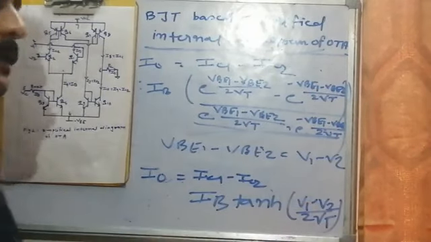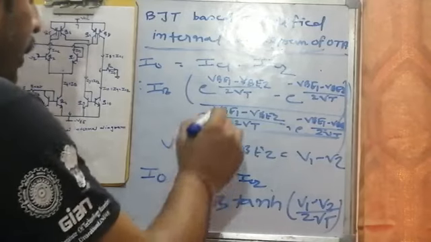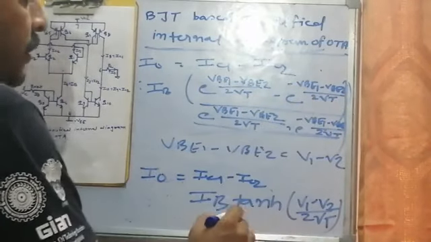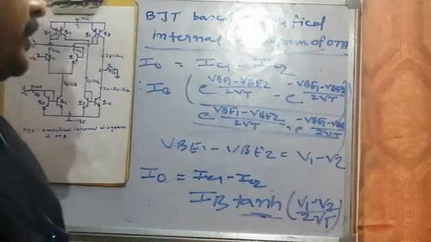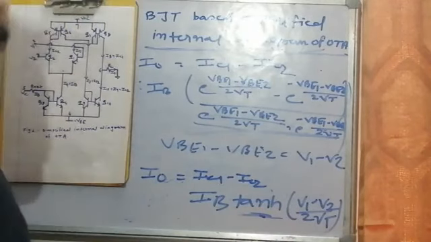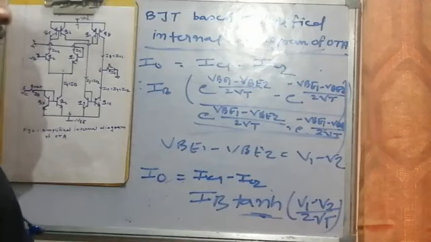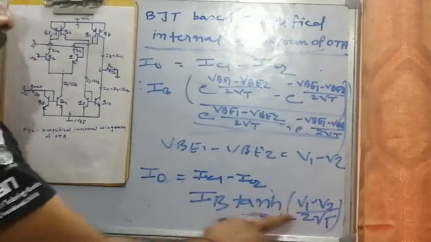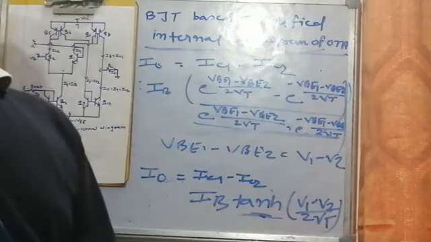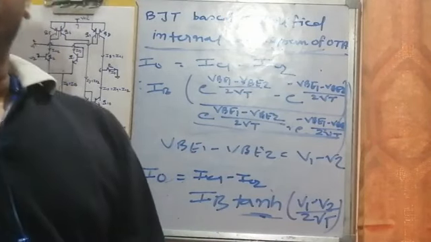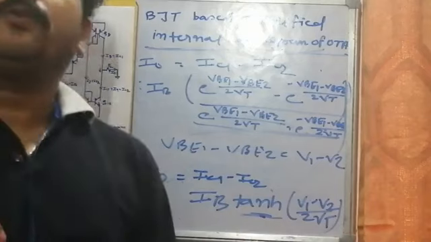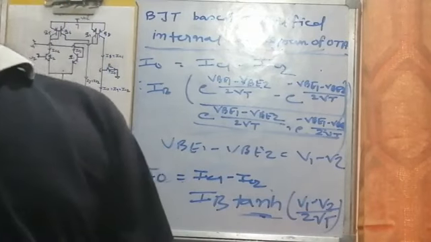So we can replace this terminal only by tanh((V1 minus V2) divided by 2Vt). And now we will see the graph between I0 and V1 minus V2. If I change the difference of input voltage, basically what I want to find? I want to find transconductance.